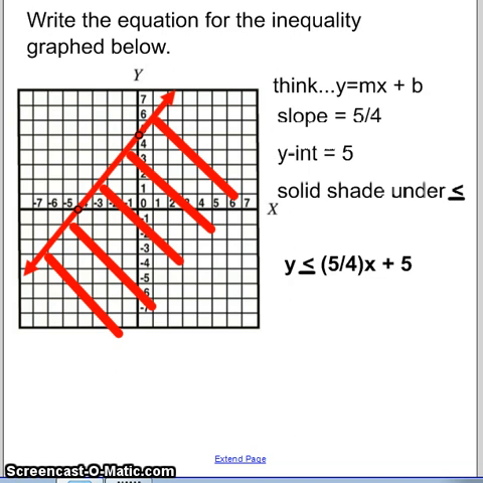All right, the slope for this line is up 5 over 4, so the slope is 5/4. The y-intercept is 5. The 5 goes there, and it's a solid line, so it's equal, and shaded down, so it's less than. So this is going to be y is less than or equal to 5/4 x plus 5.